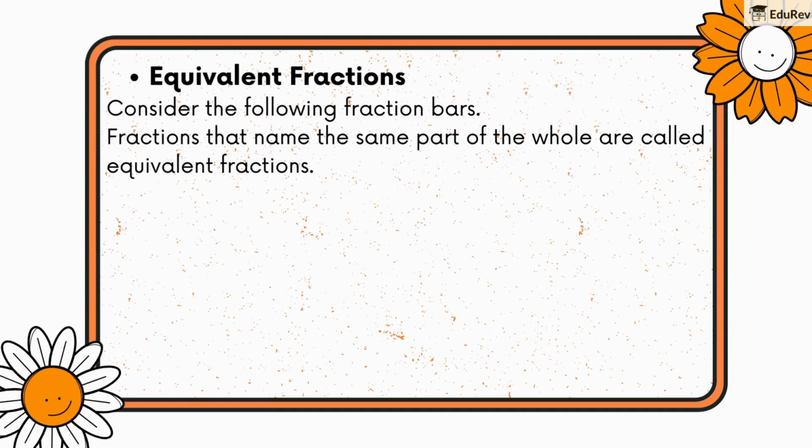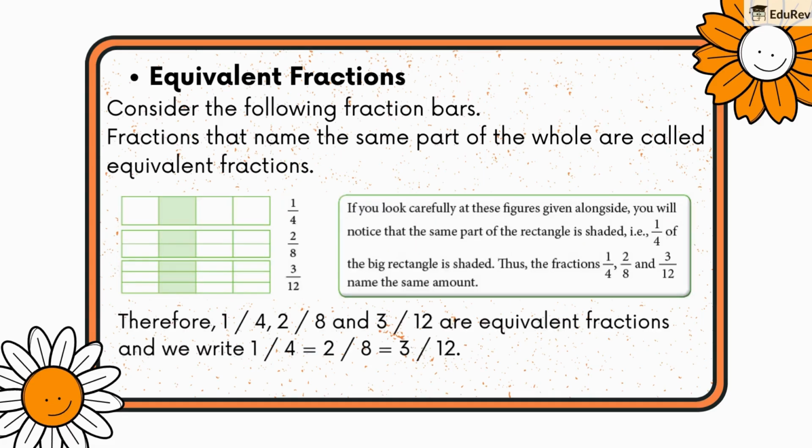Equivalent fractions. Consider the following fraction bars. Fractions that name the same part of the whole are called equivalent fractions. If you look carefully at these figures given alongside, you will notice that the same part of the rectangle is shaded, that is, 1 by 4 of the big rectangle is shaded. Thus, the fractions 1 by 4, 2 by 8, and 3 by 12 name the same amount. Therefore, 1 by 4, 2 by 8, and 3 by 12 are equivalent fractions, and we write 1 by 4 is equal to 2 by 8 is equal to 3 by 12.